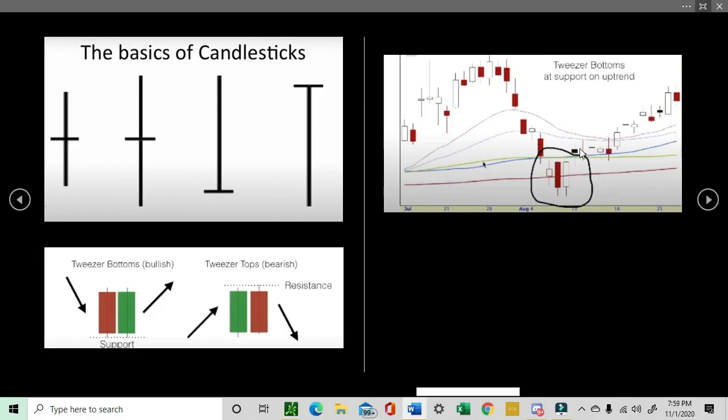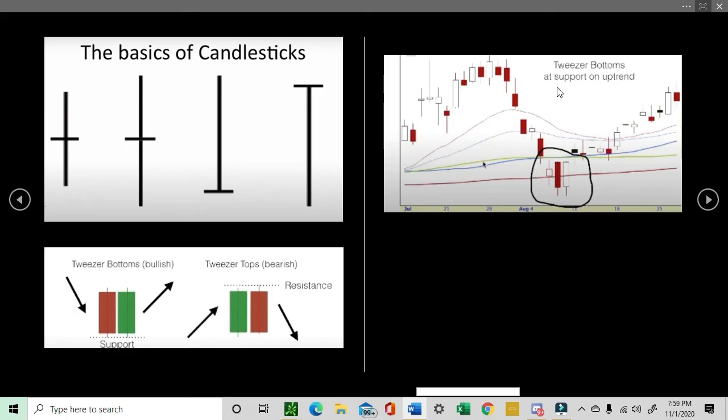So now let's look at an example of tweezer bottoms at support on an uptrend. We could also use moving averages as support and resistance. I'm sure some of you watching this video know that. If you don't, well, now you know, and we're going to go over that in future videos.